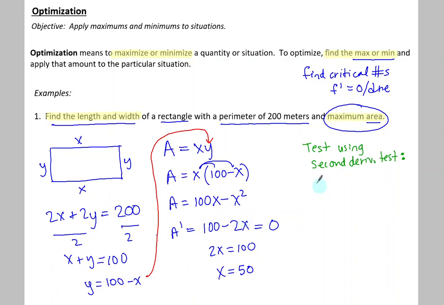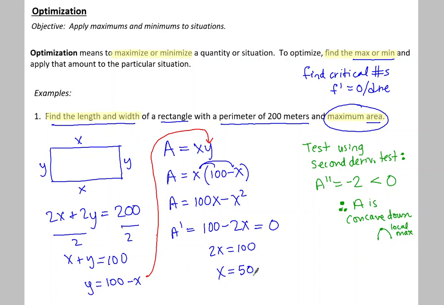If we look at this first derivative, our second derivative is negative 2. And notice that it does not matter what x is, negative 2 is always going to be negative. Therefore, a negative second derivative yields a function A that is concave down. That helps us because a concave down function, where there's a critical number, yields a local maximum. So testing that shows that I do have a max at x equals 50.